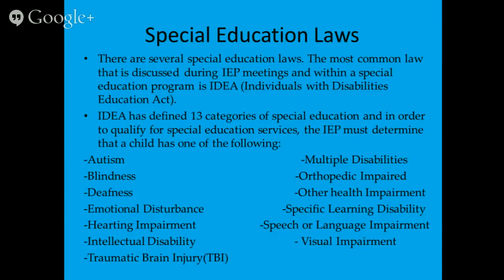In order to qualify for special education services, your child must fall in the category of one of those 13 special education needs. Those needs can vary from autism to a visual impairment, a hearing impairment, speech and language impairment, TBI. Any of those will qualify your child to receive special education services, therefore receiving an IEP.